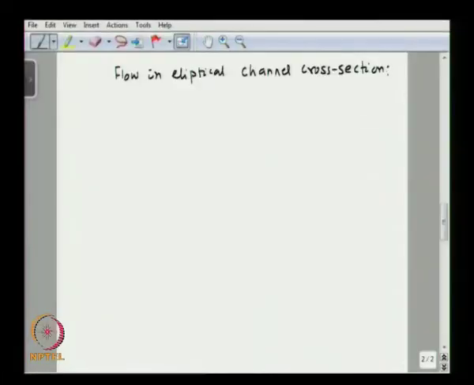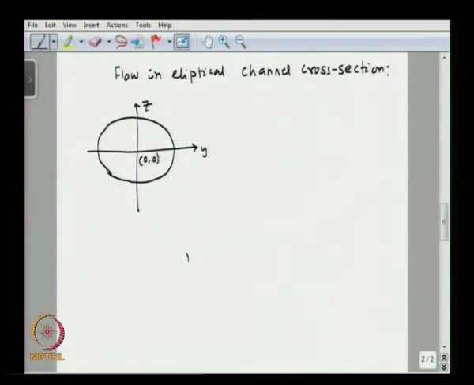Okay. So, we can draw the cross section here. So, this is the elliptical channel. We can say this is y axis and this is z axis. The origin is at 0 0 and this is A and this point is B and this is the surface which you denote as del C and the cross sectional area is C.